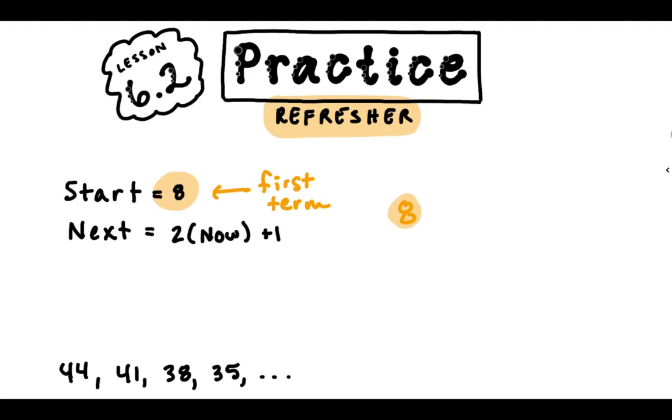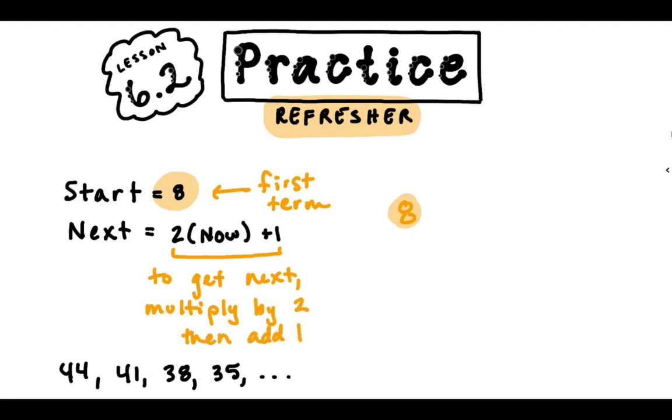Okay, now we're going to think about how do I go to the next term? And that's where the rule is going to come in. This says to get the next term, we're going to multiply by 2, and then we're going to add 1. So those are instructions or a recipe for generating the next term.